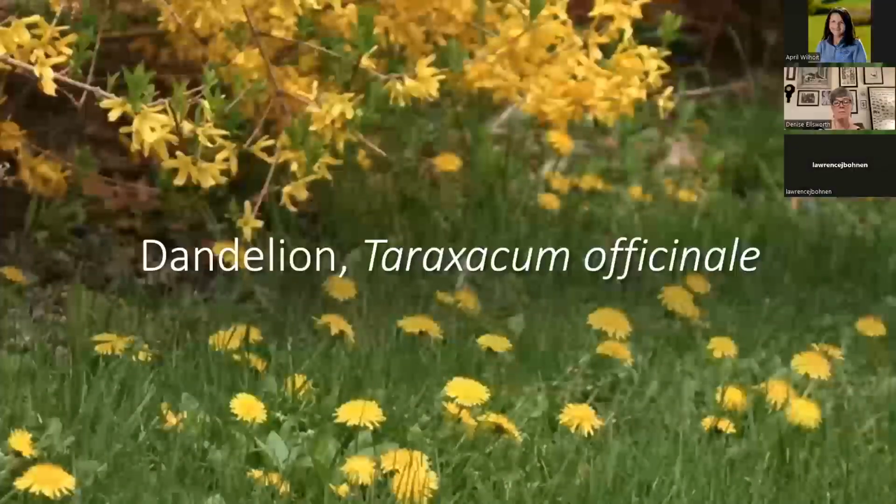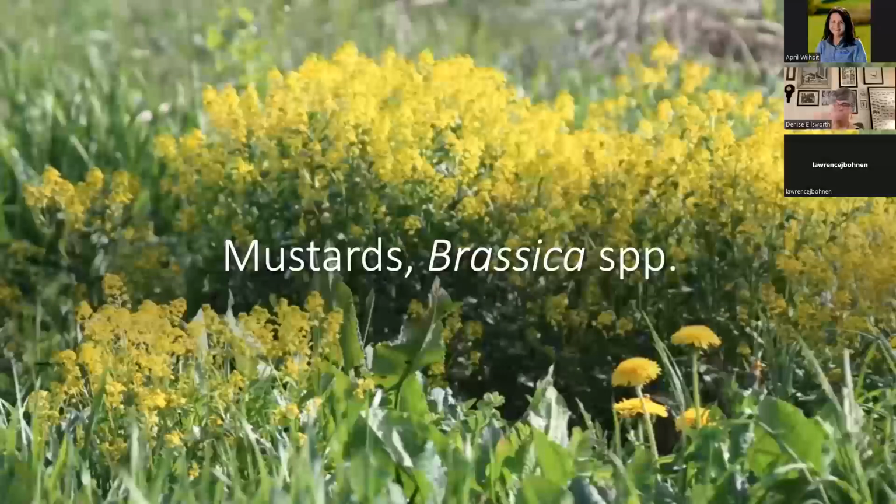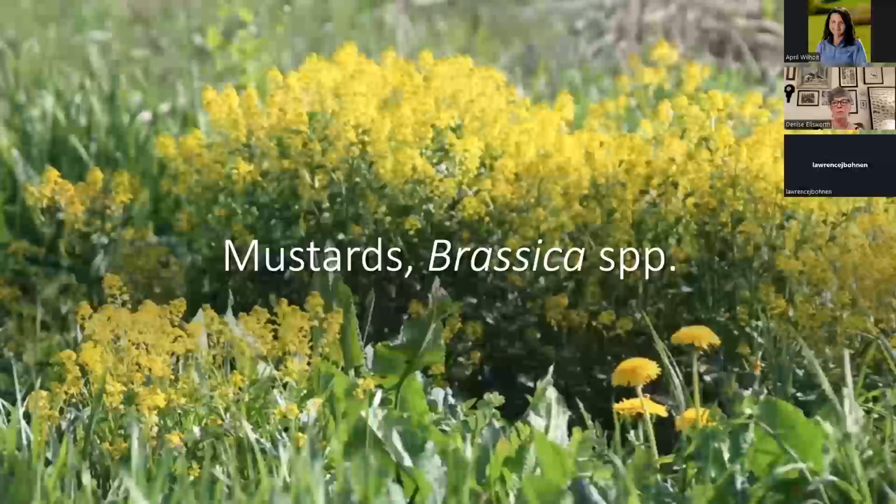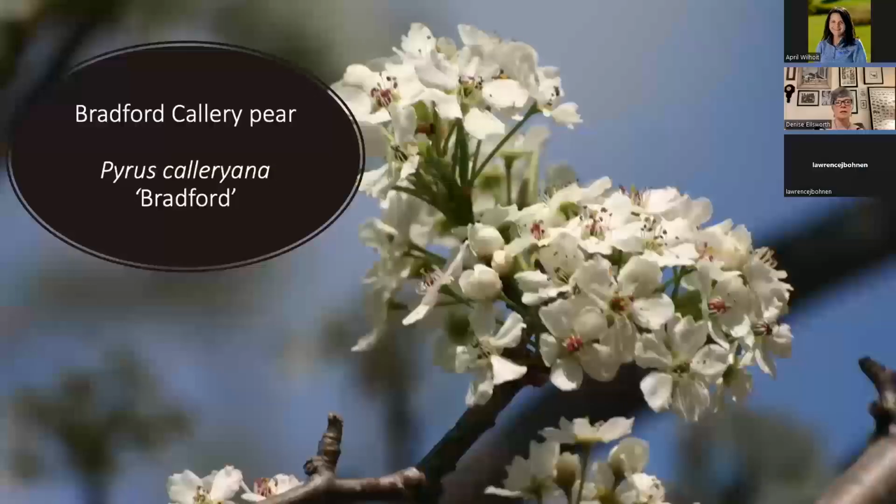Dandelions and mustards, again, these are not on the calendar, but we're just walking through that bee resource season. Those spring yellows, that's when your colony should be really expanding, right? There's lots of resources out there. It's around the time that Bradford Callery pear is in bloom. Not such a great bee resource, but lots of flowers out there. Some little bees are using those flowers.